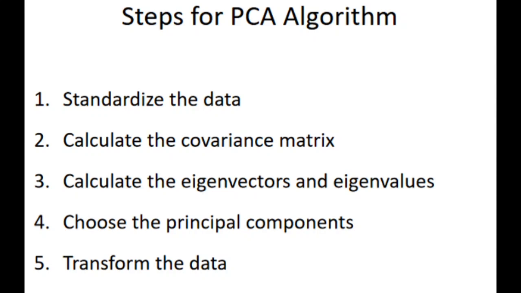In the third step, eigenvectors and eigenvalues of the covariance matrix are calculated. The eigenvectors represent the directions in which the data varies the most, while the eigenvalues represent the amount of variation along each eigenvector. Next, choose the principal components. The principal components are the eigenvectors with the highest eigenvalues. These components represent the directions in which the data varies the most and are used to transform the original data into a lower dimensional space.